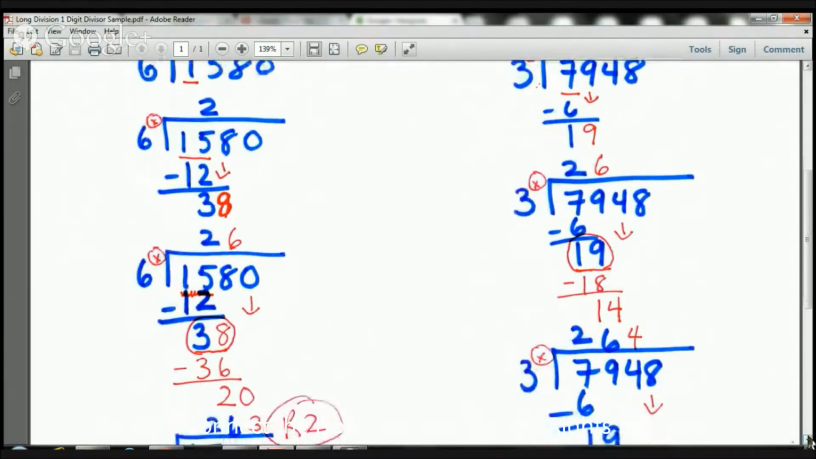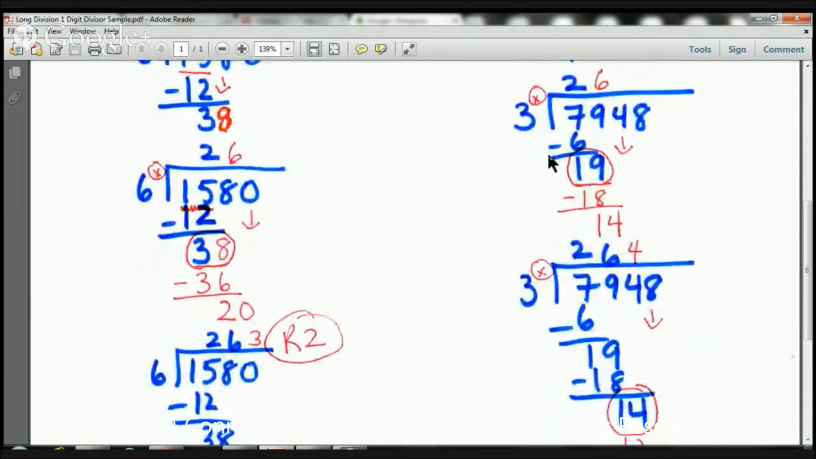You're doing outstanding so far, boys and girls. All right, so let's recap. How many times can 3 go into 7? 3 times 2 equals 6. I put my 6 there. 7 minus 6 is 1. I drop down this 9. Now I have 19. So now I have to figure out how many times can 3 go into 19?